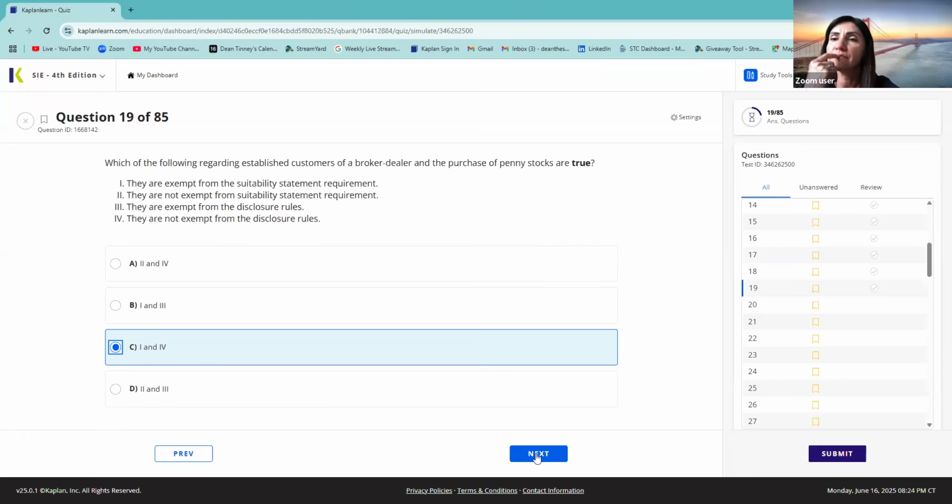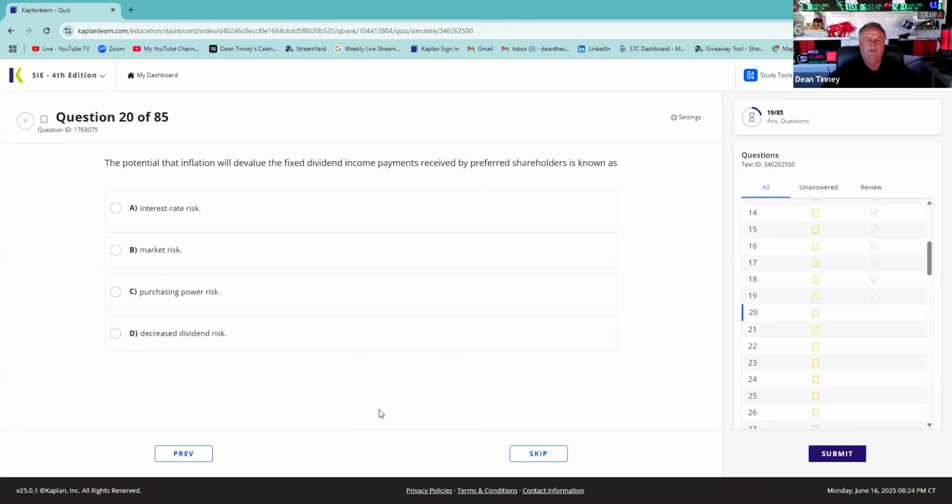It's monthly. Yeah. The potential that inflation will devalue the fixed dividend income payments received by preferred stockholders is known as purchasing power risk. Right on. That's exactly what that is, right?